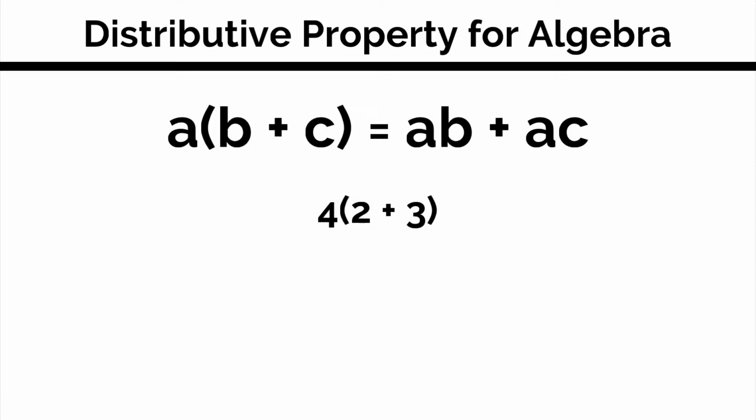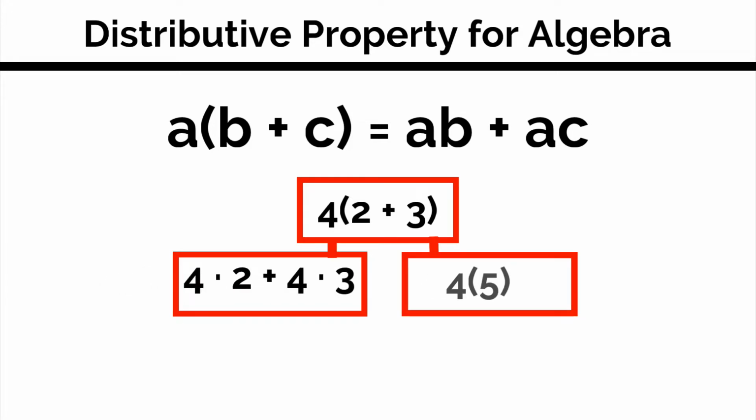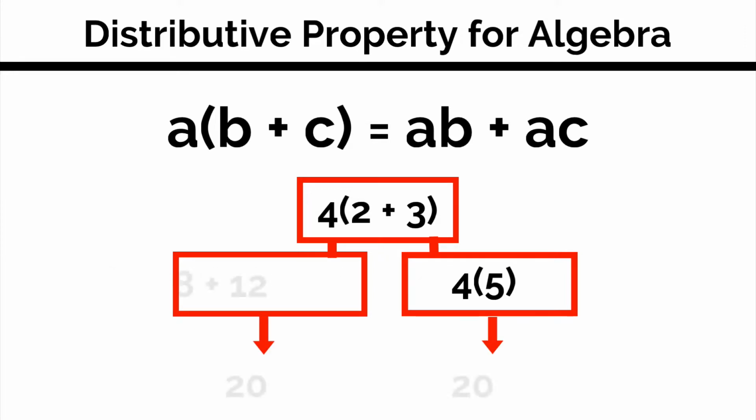This didn't matter too much for arithmetic, because 4 times the quantity of 2 plus 3 is certainly equal to 4 times 2 plus 4 times 3. But there is nothing stopping us from adding 2 and 3 first, and then multiplying by 4. We should get 20 no matter what method we choose.